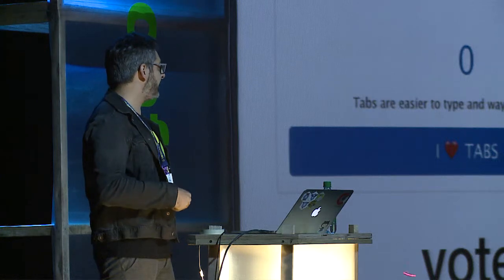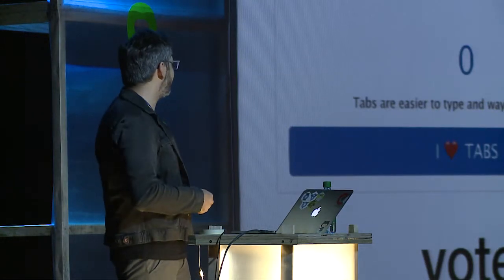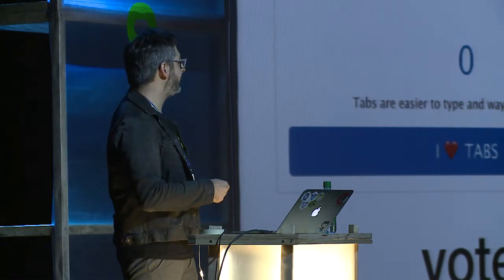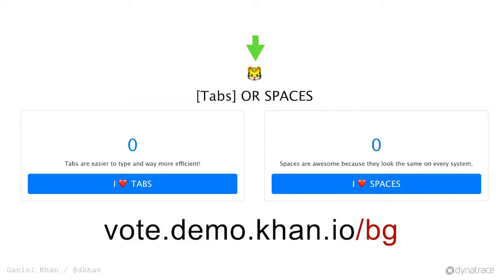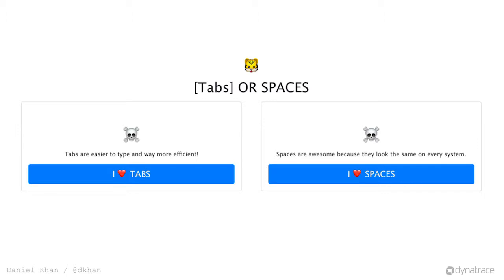It's again this application. If you want to look at it, it's not that important, but it's now on /bg, so vote_demo_can.io/bg, and it looks identical. You can also go there if you click on this little tiger here. What you will see when you try it is that sometimes the voting shows this skull, because something on the back end goes wrong. The problem we now have is, what did go wrong?